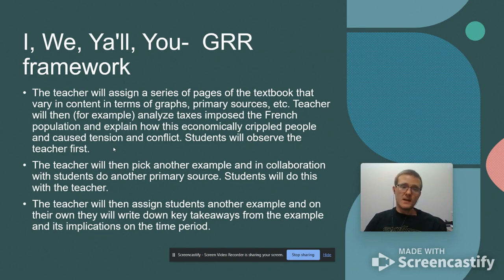And then lastly, the teacher will assign students another example, and on their own, they will write down key takeaways from the example and its implications on the time period. So instead of it being all on the teacher now, or really dependent on the teacher, the student is going to be more independent, and they're going to come up with their own thoughts, their own perspectives, and their own interpretations.